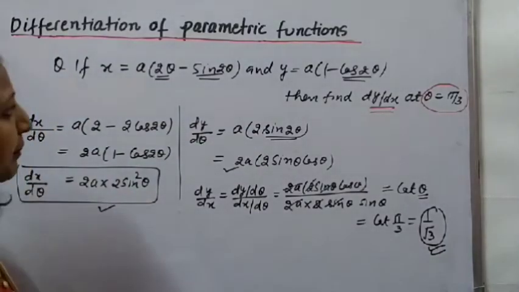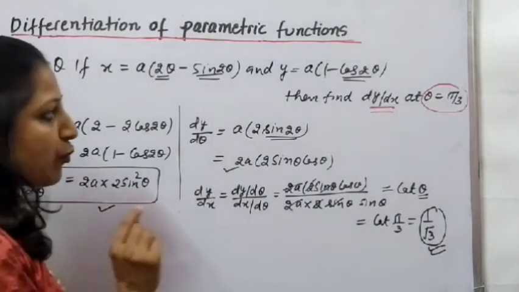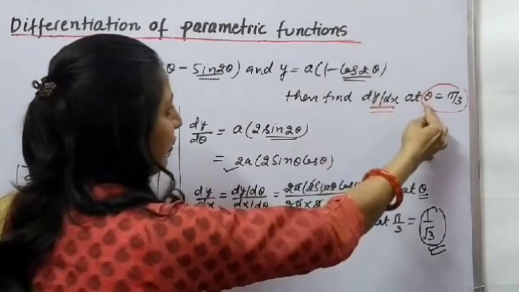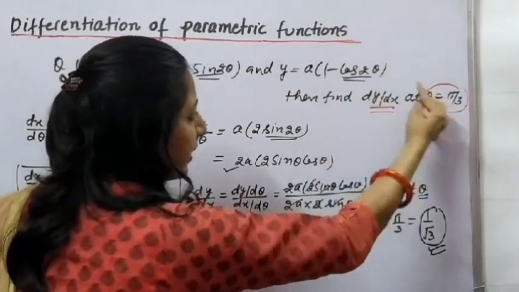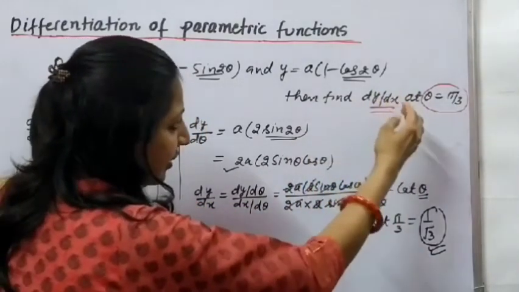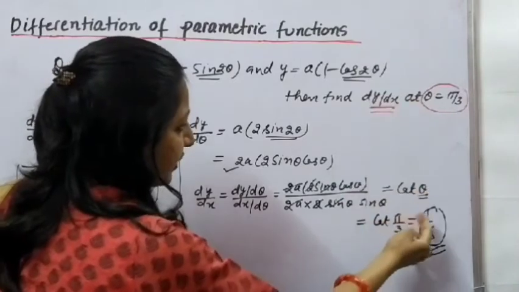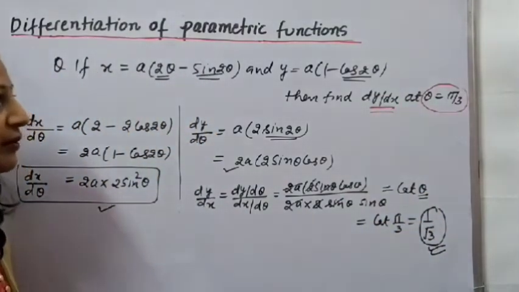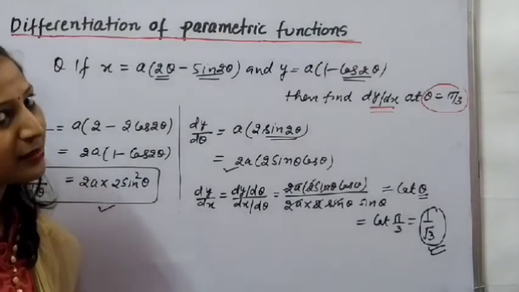So students, it's very simple. In this question there is only one additional point, that is after finding the value of dy by dx, we have to find the value of dy by dx at theta equal to pi by 3. So firstly find dy by dx, and at the end substitute pi by 3 in place of theta, and we will get our required value, that is the value of dy by dx at theta equal to pi by 3.